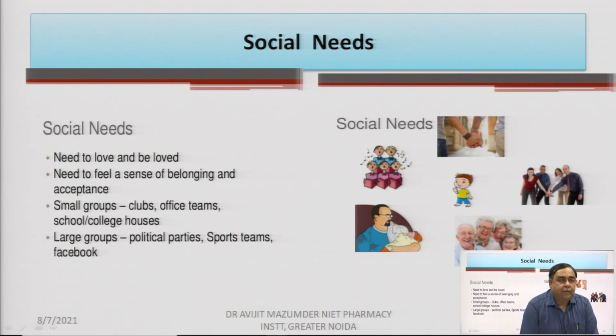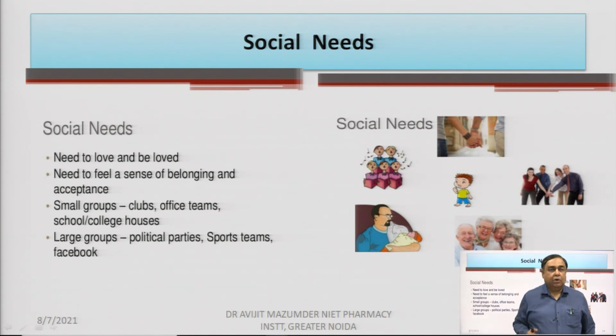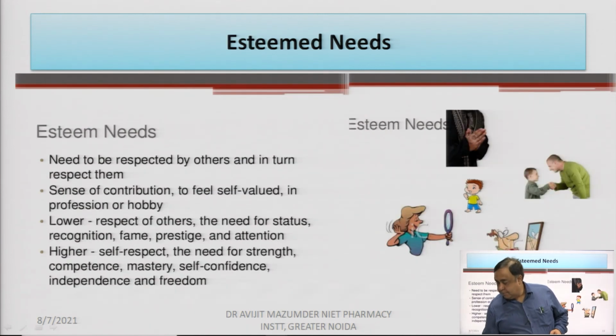Social need to love and to be loved, need to feel a sense of belonging and acceptance. There may be small groups in clubs, in office, in teams, schools, colleges. Sometimes nowadays they are in larger groups, political parties, sports teams, Facebook, Twitter and so on.